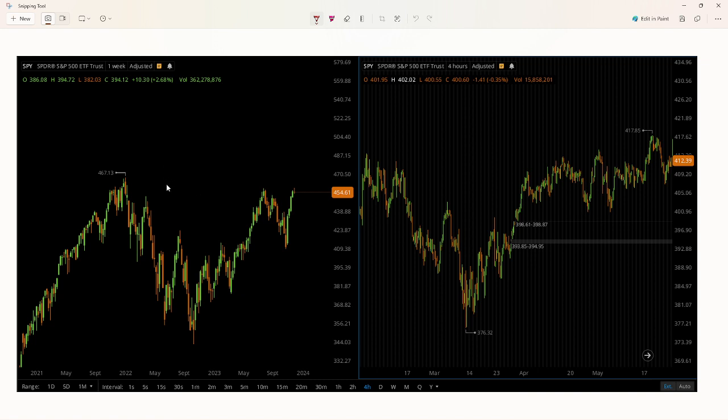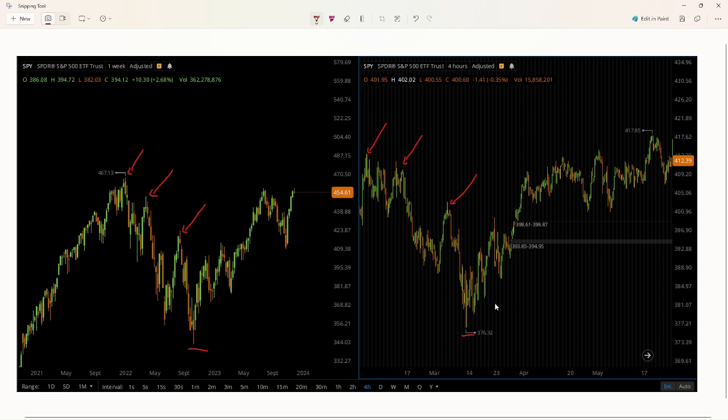I'm just going to start labeling tops. Three tops. Okay. And it's important to consider the bottoms of these structures, right?